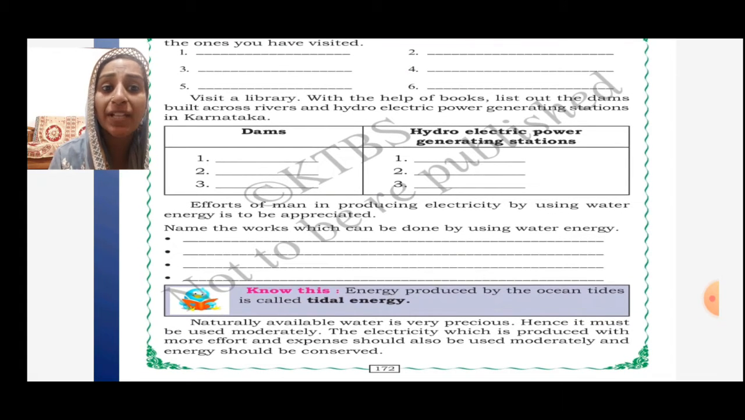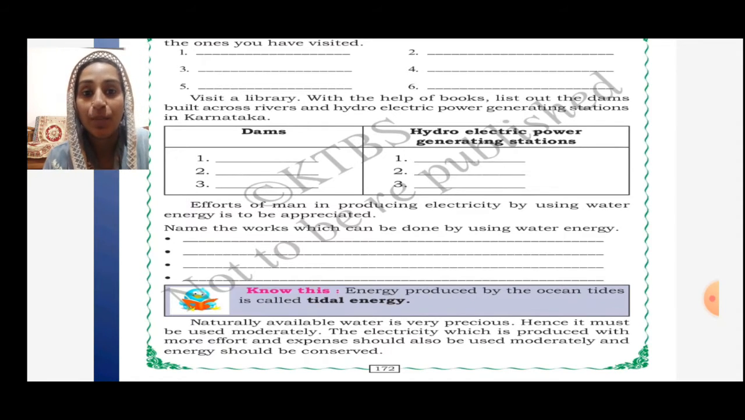The efforts of men in producing electricity by using water energy are to be appreciated, because this is made by men. Name the work which can be done by using water energy. By using water energy, what are the works that can be done? You have to write here.